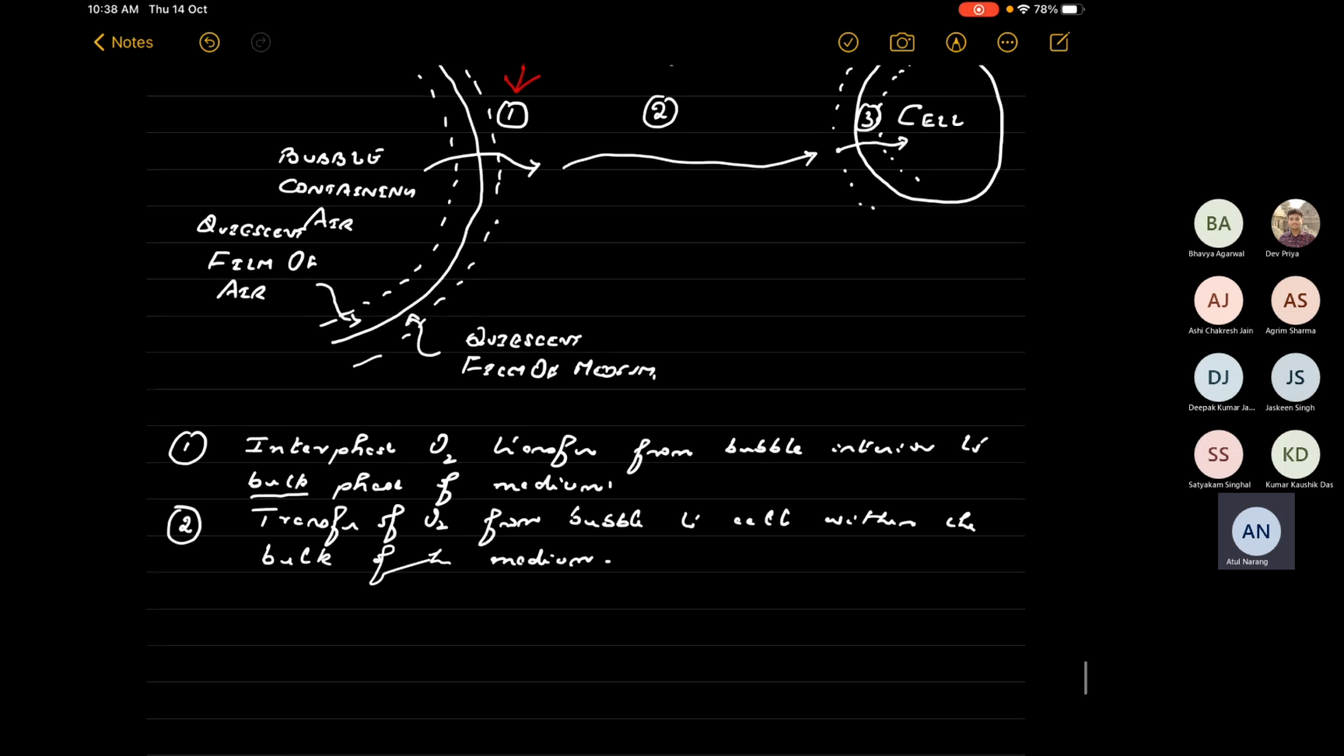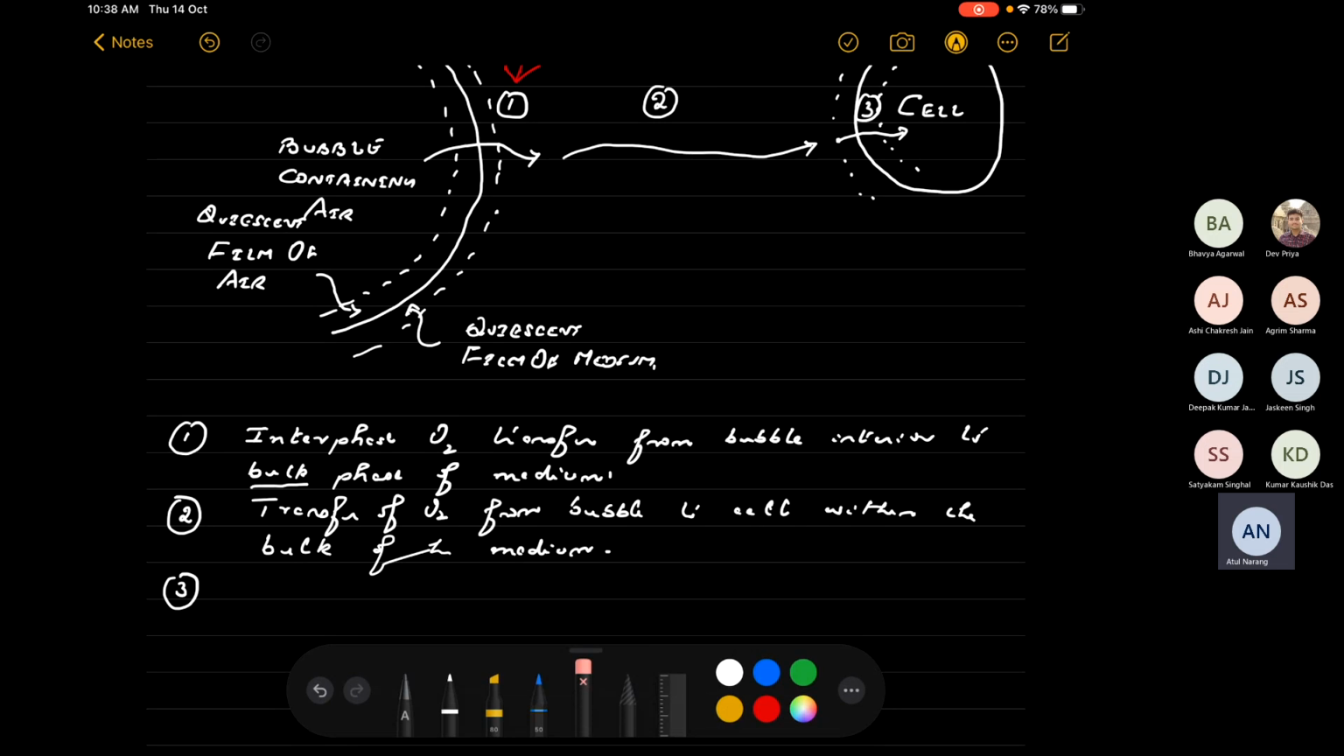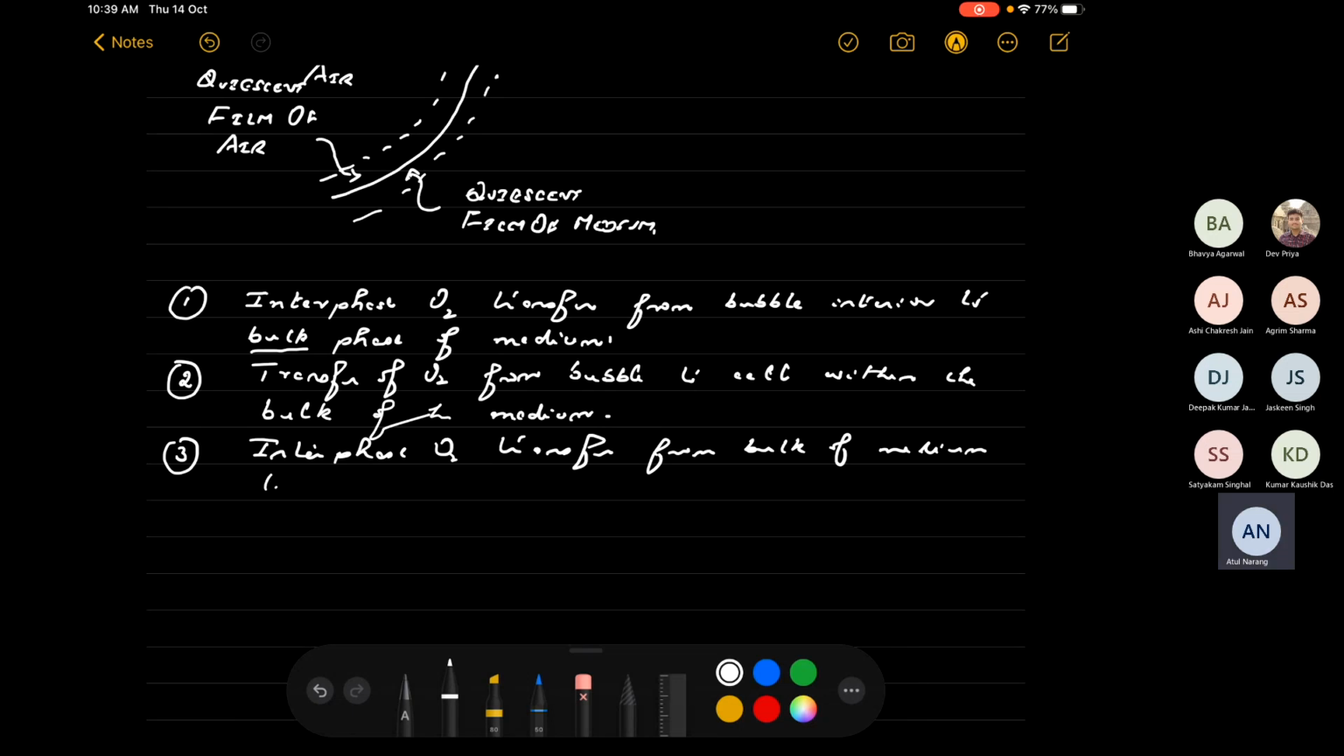Okay, and finally, the transfer. So again, I should say that the third one would also be interphase. So the second one is within the same phase, and the third one is again a new phase, a new interphase transfer. So it will be interphase O2 transfer from bulk of medium to cell interior.